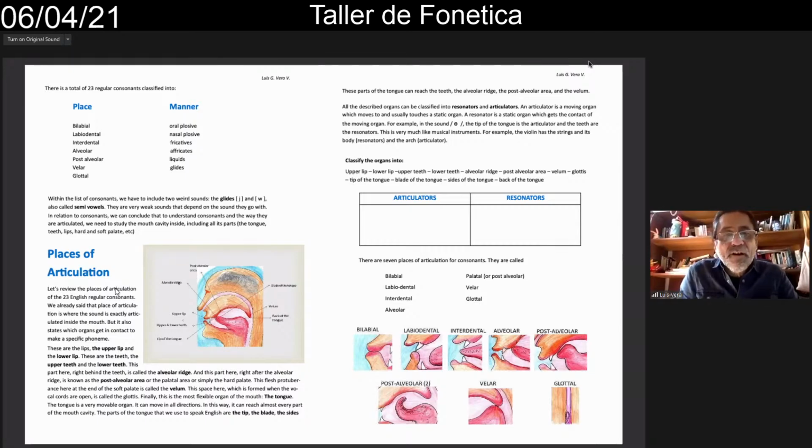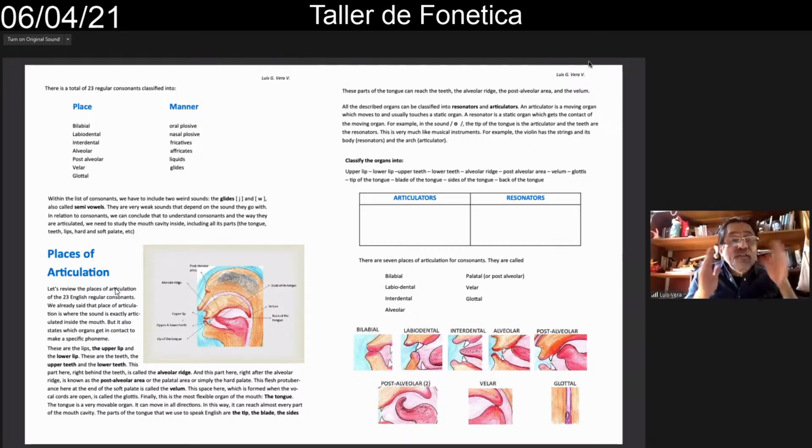Okay. Then you have the manner, the 6 manners, but we are going to go back to manners afterwards. And that is oral plosive, nasal plosive, fricatives, affricates, liquids, and glides. Within this list of consonants, we have to include 2 weird sounds. The glides, yod and wau, those are the phonetic symbols, also called semivowels. They are very weak sounds that depend on the sound they go with.